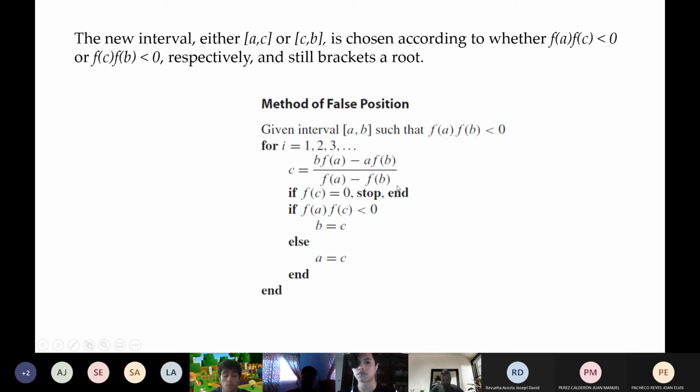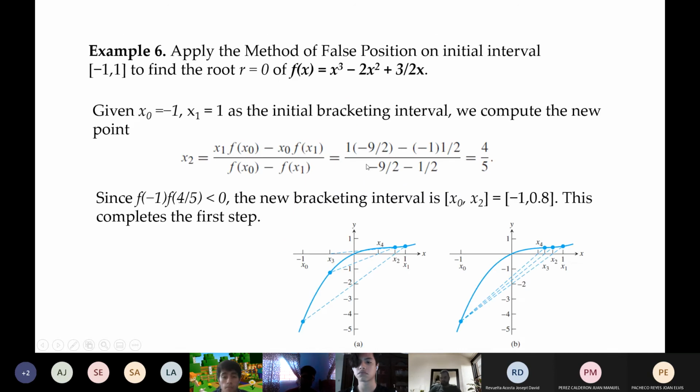Then we're just going to keep working until this condition is met. But remember, this condition won't be equal to zero. This condition will be equal to something like 0.0001. It's going to depend on the precision you want to provide for the method. With that in mind, let's do one exercise.